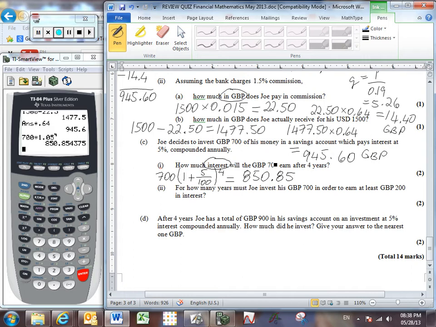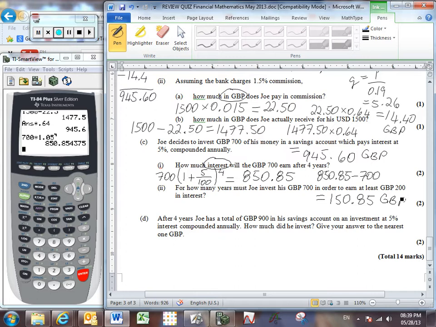Now the question is a little bit tricky because it says how much interest will the 700 pounds earn. So the 700 pounds started with seems like an extraordinarily high amount. Let me just think for a moment. 5 times... Yeah, it does make sense. Okay, so 850.85 is what he actually ends up with. Let's subtract the initial amount, and we discover that the difference, that is the amount that he's earned in interest during those 4 years. So 150.85 British pounds is the amount that he has earned in interest.